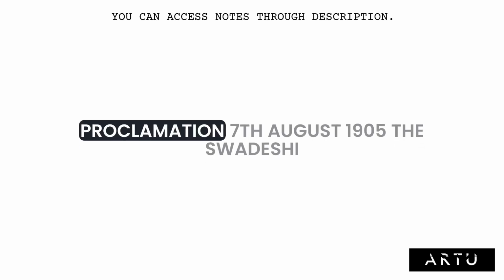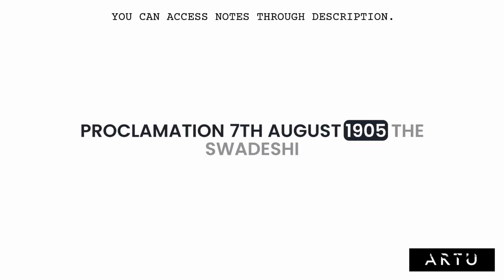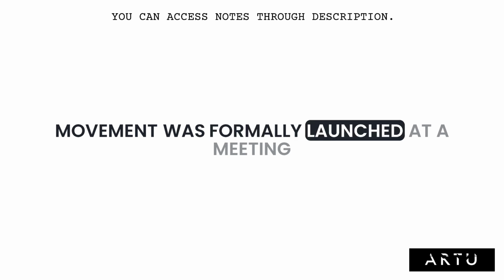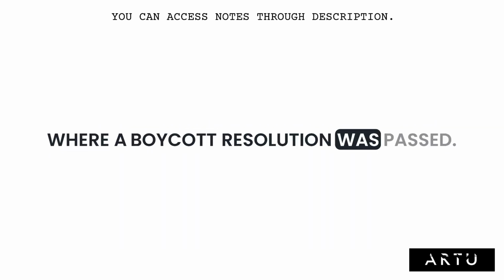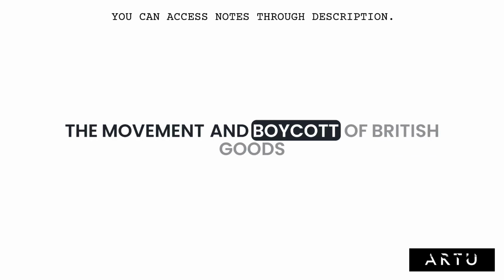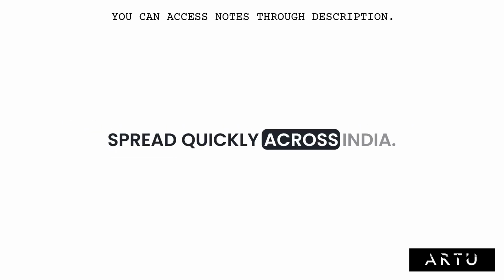Key events and strategies. Proclamation, 7th August, 1905. The Swadeshi movement was formally launched at a meeting in the Calcutta Town Hall, where a boycott resolution was passed. The movement and boycott of British goods spread quickly across India.